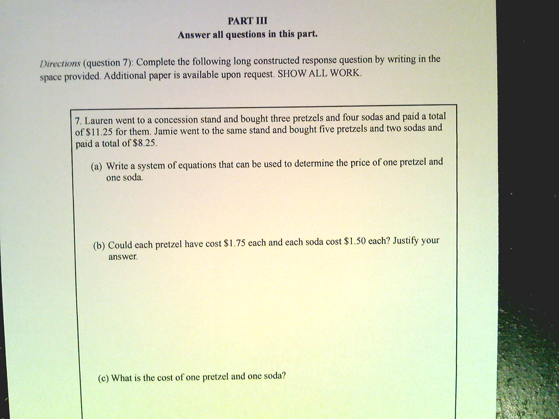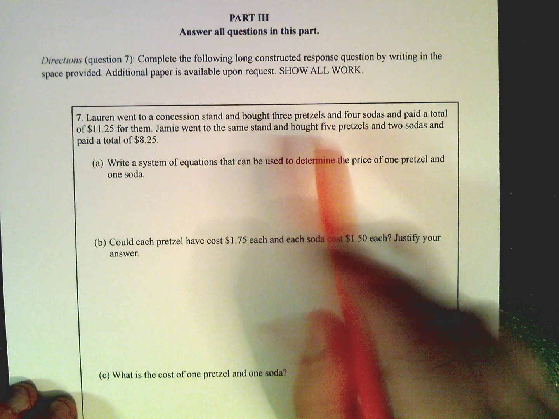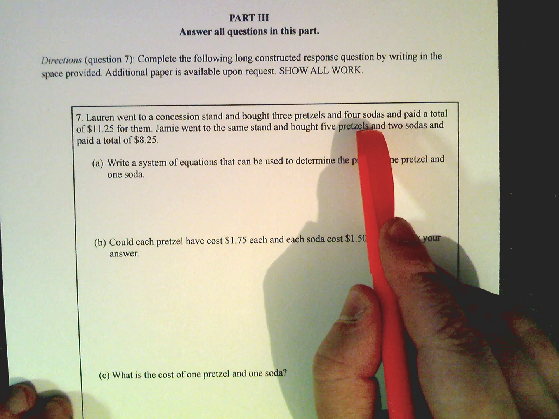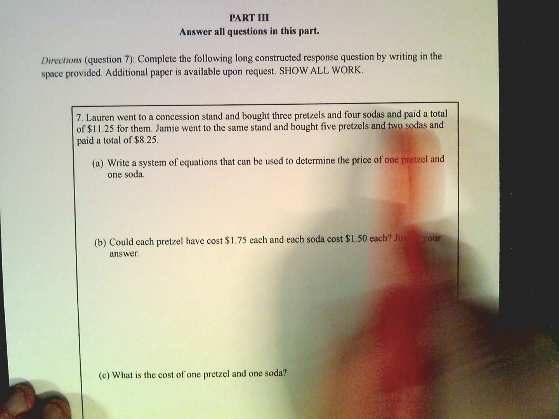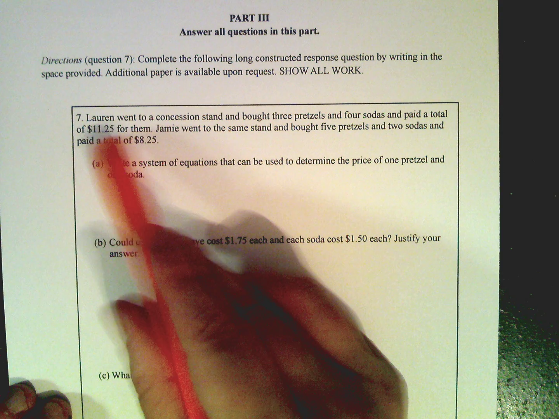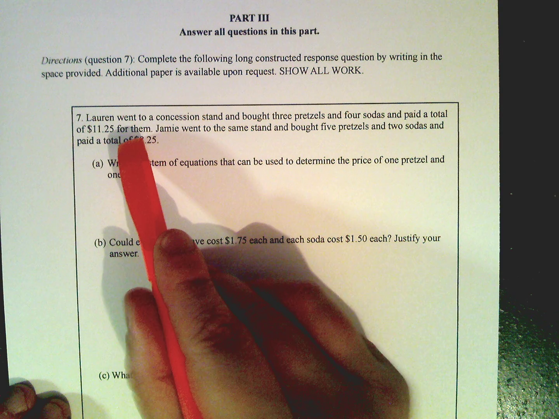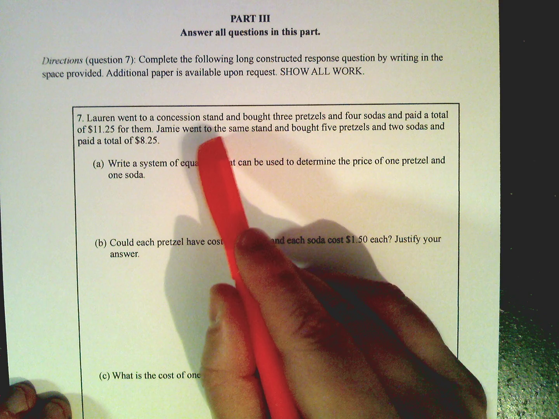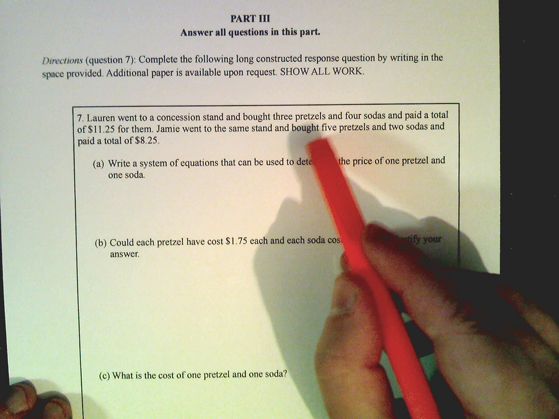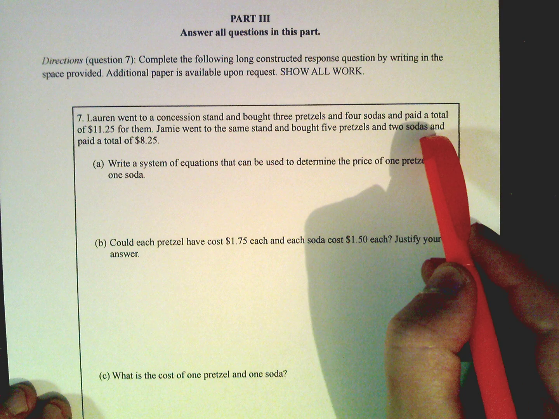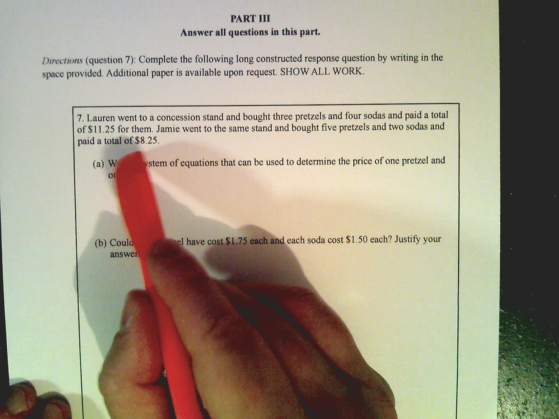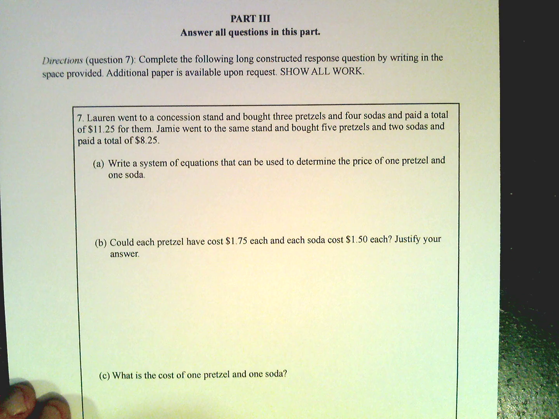It says here, Lauren went to a concession stand and bought 3 pretzels and 4 sodas and paid a total of $11.25 for them. Jamie went to the same stand and bought 5 pretzels and 2 sodas and paid a total of $8.25 for them.